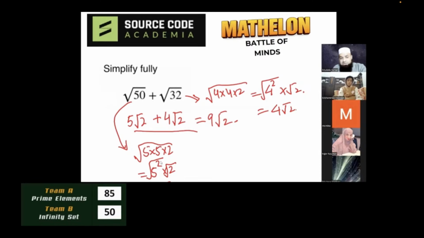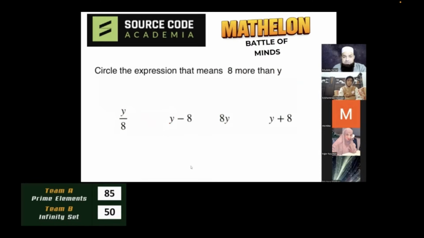The next question is on your screen. Circle the expression that means 8 more than y. Team A. Momina. y plus 8. y plus 8 is the correct answer. I have told you that whenever you have the word 'than', you can write the next term up front. So it will be y, and for 'more' we are adding plus, and this is 8. y plus 8 is the correct answer. Well done, Momina.